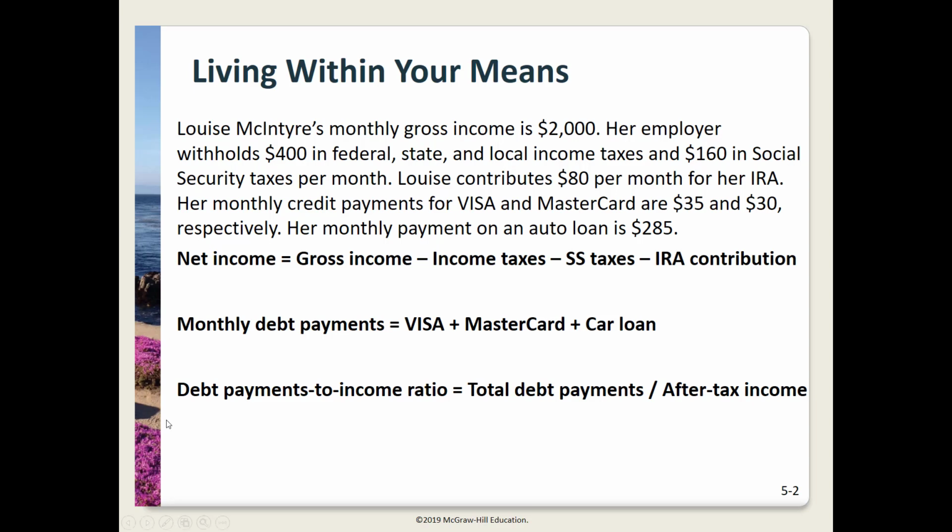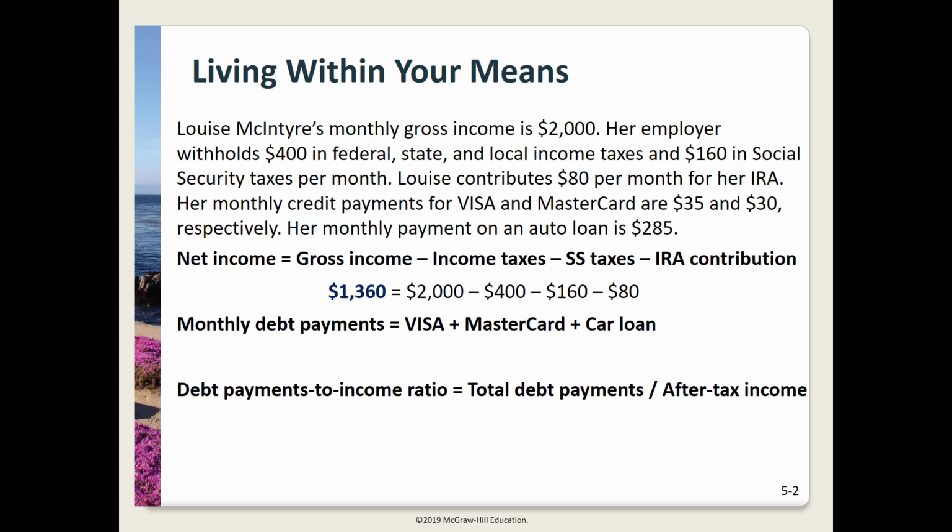So we have a couple of formulas here that we're going to be working with. First, we need to find the net income. So this is where we'll take Louise's gross income, subtract any taxes, and subtract any retirement contributions. So our gross income stated above was the $2,000. The taxes, which were federal, state, and local, was $400. The Social Security was $160, and then her IRA contribution was the $80. So plugging all that into our calculator, we get a net income of $1,360. In other words, the net income is our take-home pay.